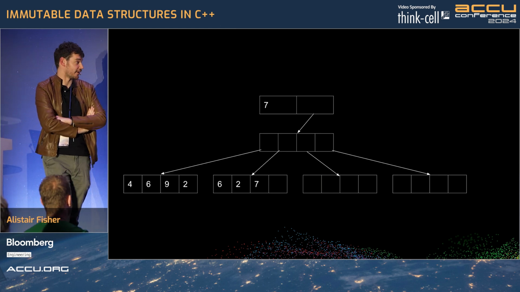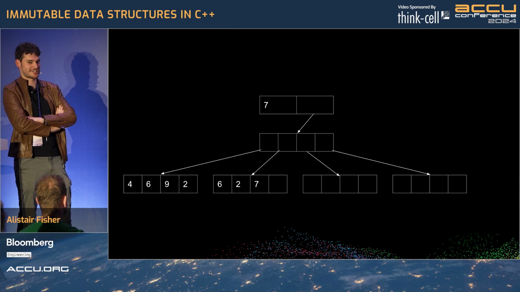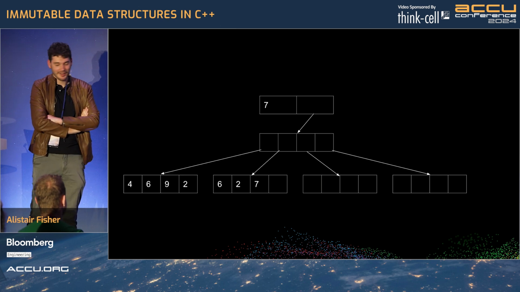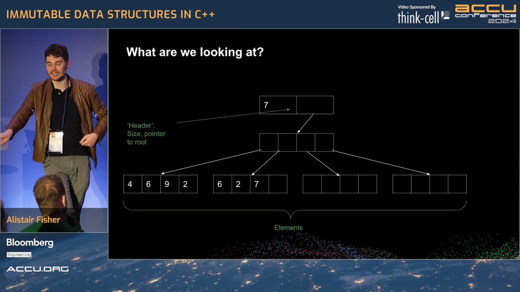Firstly, that is a tree, not a vector. What's this guy talking about? And secondly, it looks pretty slow. I've got all this indirection in here. You know, what's going on? So let's look at it in a little bit more detail. So what are we looking at?